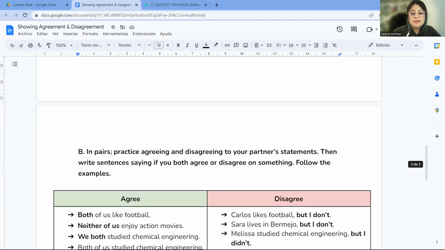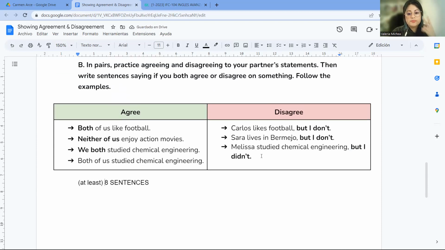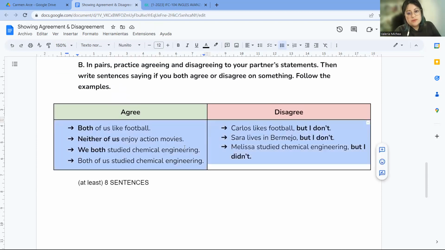That's the first step. And finally, you are going to write at least 8 sentences talking about both of you, right? So it could be agreement or disagreement. It would be good that you had 4 that agree and 4 that show disagreement, so you have a balance. But it depends on how many things you agree on and how many things you disagree on. So we cannot control that. And yeah, that's going to be the activity. It's sharing and also trying to use the agreeing and disagreeing patterns.